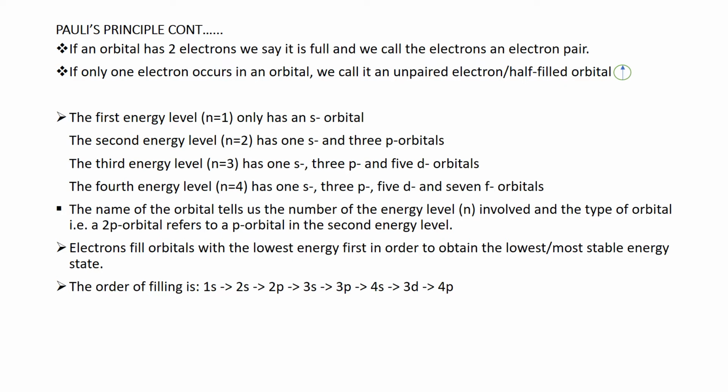The name of the orbital tells us the number of the energy level involved and the type of orbital. For example, a 2p orbital refers to a p orbital in the second energy level. Electrons fill orbitals with the lowest energy first in order to obtain the lowest or most stable energy state. So the order of filling is 1s, 2s, 2p, 3s, 3p, 4s, 3d, 4p. We're not going to go as far as 3d.